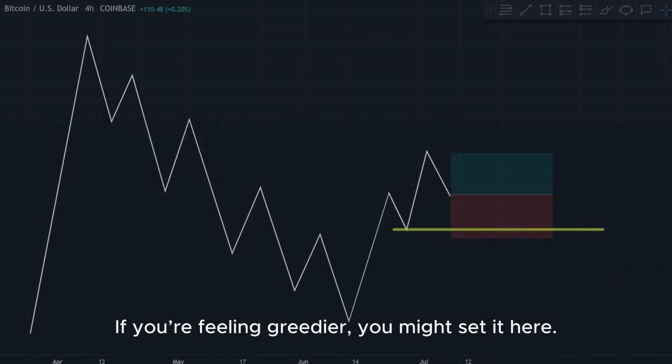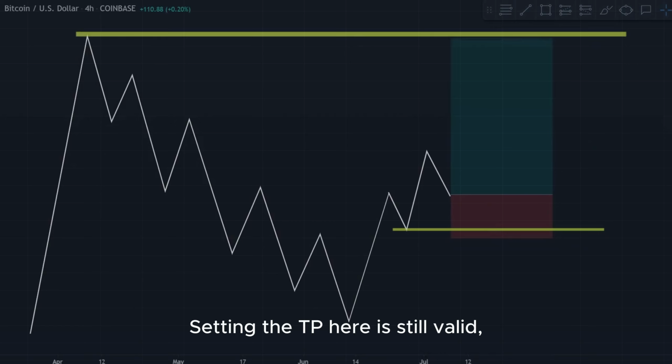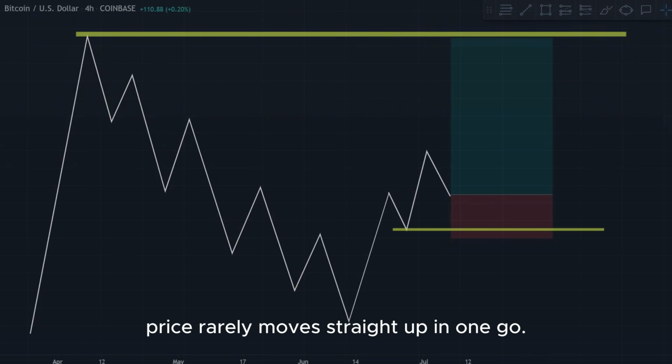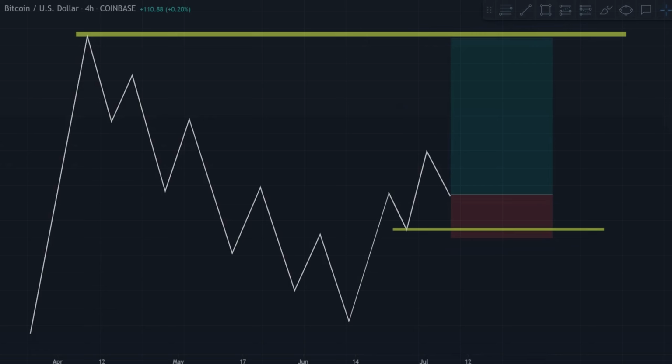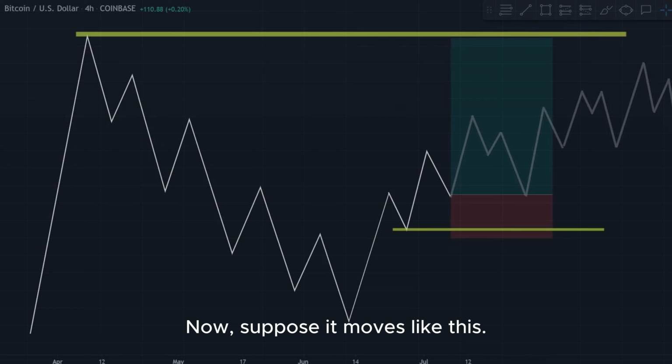If you're feeling greedier, you might set it here. Setting the TP here is still valid, but it has a drawback. The drawback is that price rarely moves straight up in one go. It rises, then pulls back, and repeats. Now, suppose it moves like this.